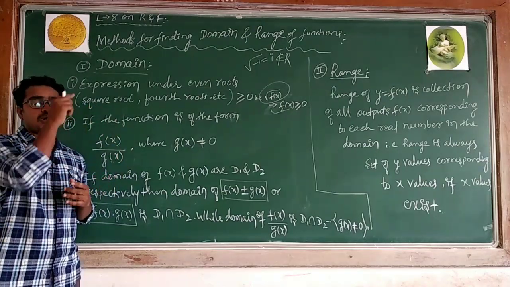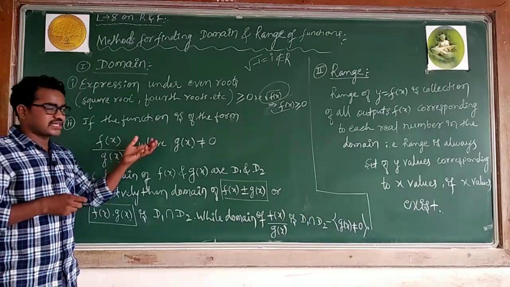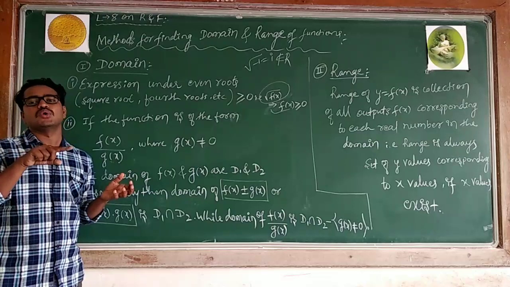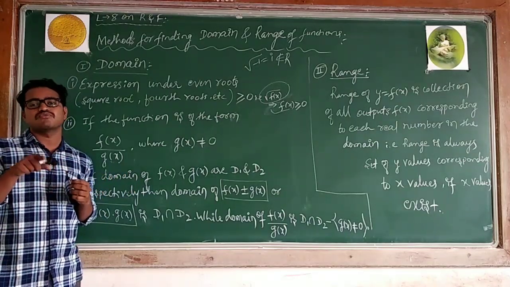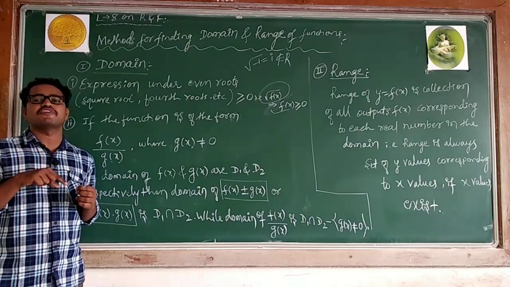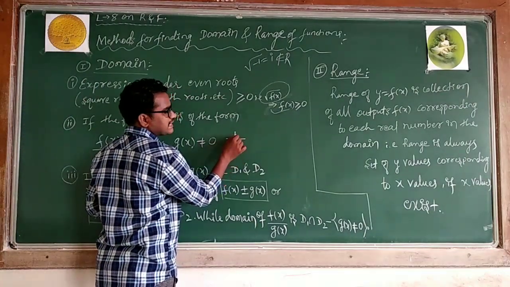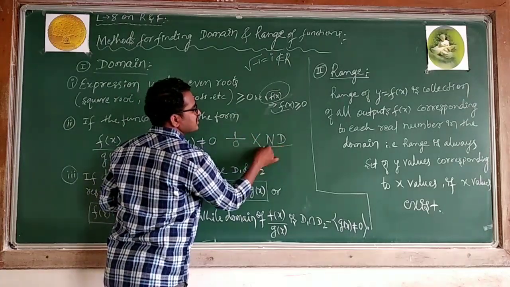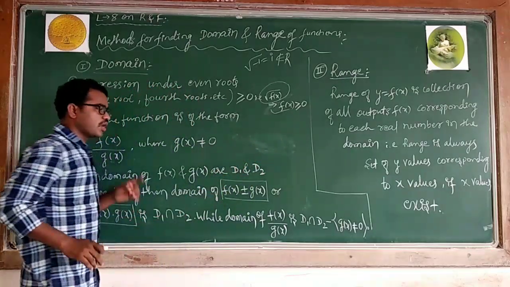For example, 1 divided by x minus 1. The problem is when you take the x value as 1, x minus 1 becomes 0. 1 divided by 0 is not defined. Not only 1 divided by 0, anything divided by 0 is not defined. ND, we say, not defined. It means don't take this value, so you have to avoid it.